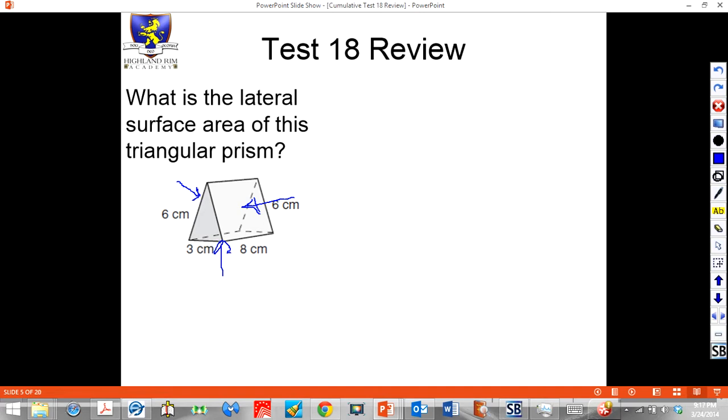We can add together the areas of those 4 sides, and we could just go 6 times 8 plus 6 times 8 plus 6 times 8. But an easier way to do that is to take the perimeter of our triangles, which is 6 plus 6 plus 3, times 8, which is our height, and that'll be our solution.